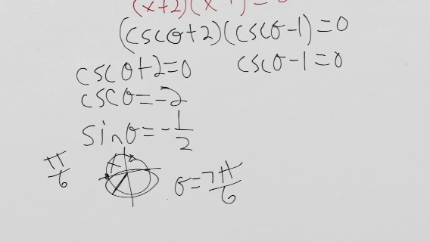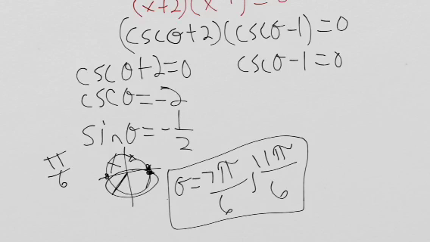7 pi over 6. And then down here we're a little bit smaller than 12 pi over 6, which is at 11 pi over 6. So those are our answers for that part of the equation.